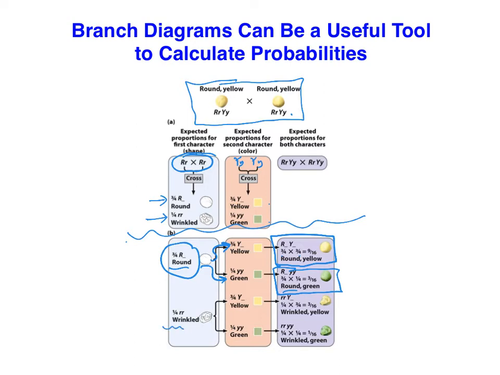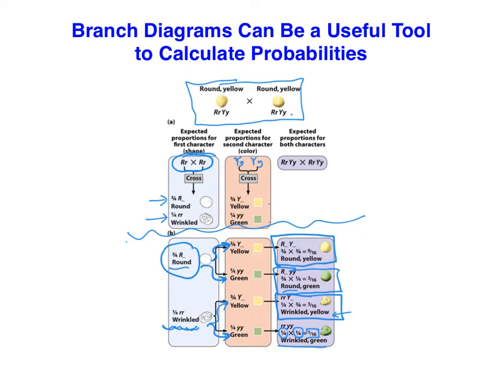Similarly, if we want to look at the wrinkled individuals, 3/4 of them will be yellow. So we've got 1/4 times 3/4, 3/16 will have the wrinkled yellow phenotype. And back to this 1/4 wrinkled, 1/4 of them will be green. So the probability of having 1/4 times 1/4 gives us 1/16 will be wrinkled and green. So this branch diagram could be a useful way for you to visualize how we're using these multiplicative and additive rules of probability.